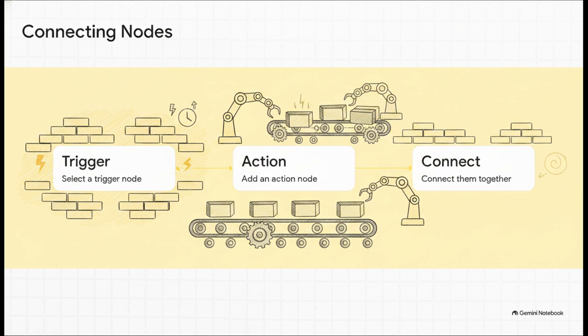And that magic really happens when those bricks snap together. You just select a trigger node to kick things off, add an action node to define what happens next, and connect them. Visually, it looks exactly like an assembly line. When an event triggers that first node, it passes data payloads right down the line. The system just continuously maps that data from one action to the next, entirely on autopilot.